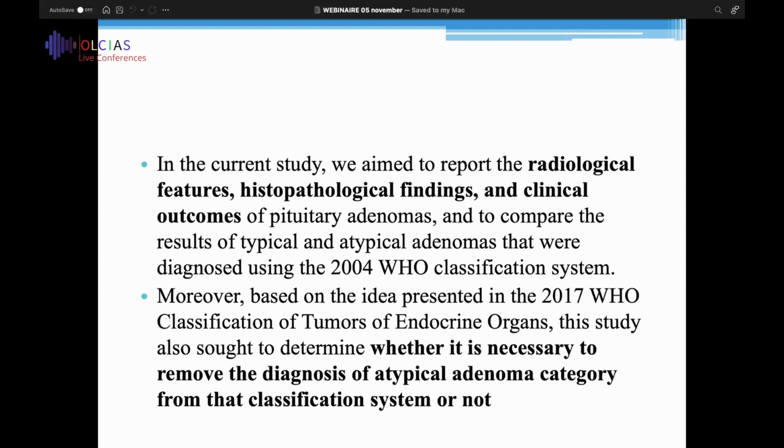In the current study, we aimed to report the radiological features, the histopathological findings, and the clinical outcomes of pituitary adenoma, and also to compare the results of typical and atypical pituitary adenoma that were diagnosed using the 2004 WHO classification system. Moreover, based on the idea presented in the 2016 WHO classification of tumors of endocrine organs, this study also sought to determine whether it is necessary to remove the atypical pituitary adenoma category from the 2017 classification or not. Next slide.